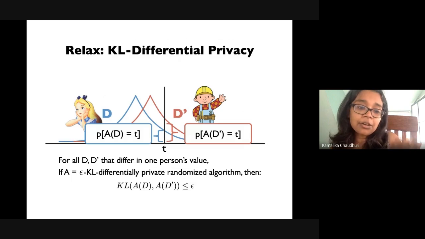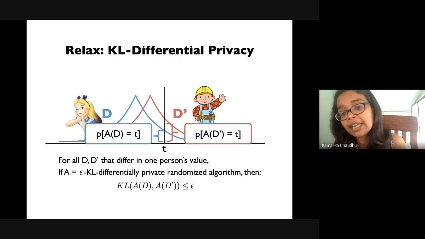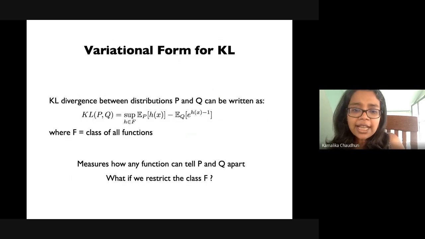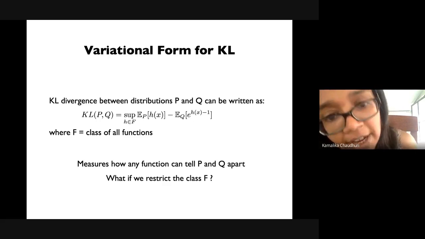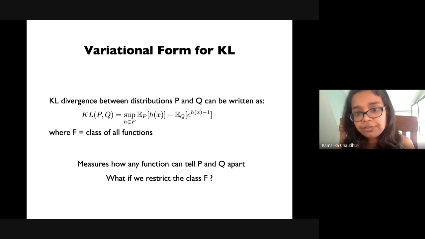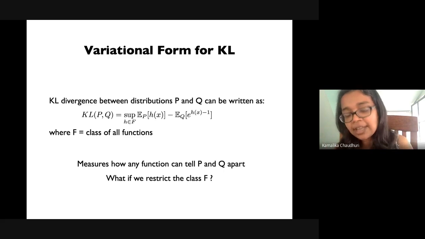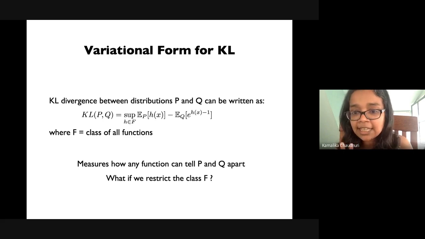So what we could do is say that the tail divergence between A of D and A of D prime is epsilon. And why is this interesting? Because tail divergence has what is called a very nice variational form. If you have two distributions, P and Q, then the tail divergence between P and Q can be written in this particular form, where F is the class of all functions. This is the supremum over h in the class of all functions, expectation over P of h of x minus expectation over Q of e to the h of x minus 1, right? And what this does is it measures how any function can tell P and Q apart.